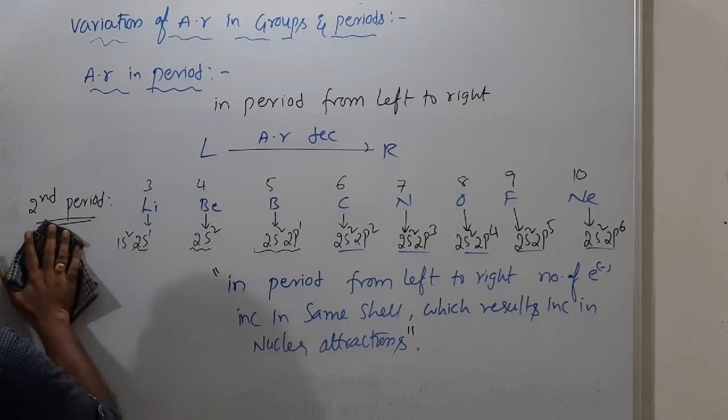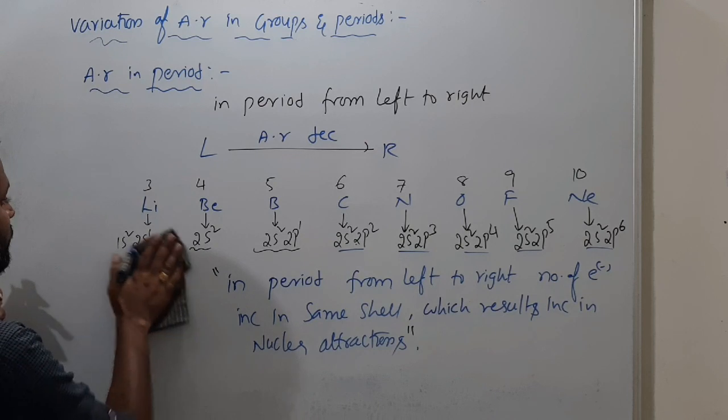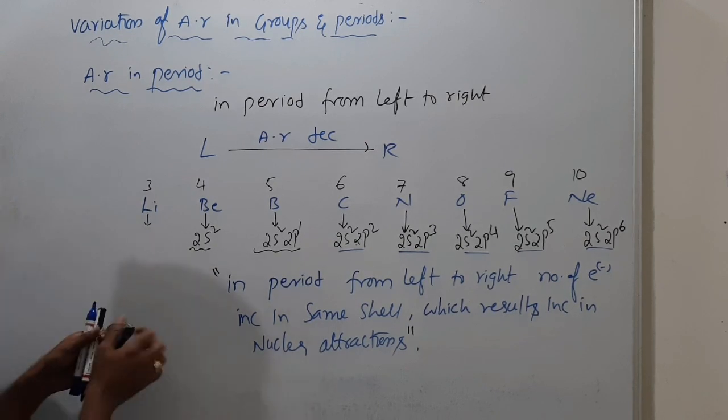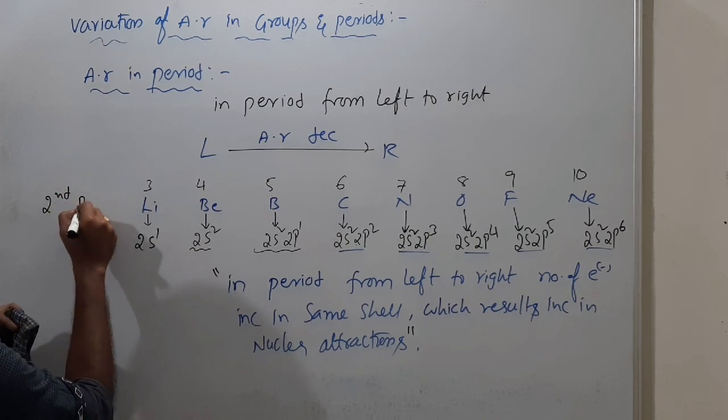So what happens? Atomic radius in periods. We have to discuss this, so please take a screenshot of this. This is 2s1 and these are second period elements.